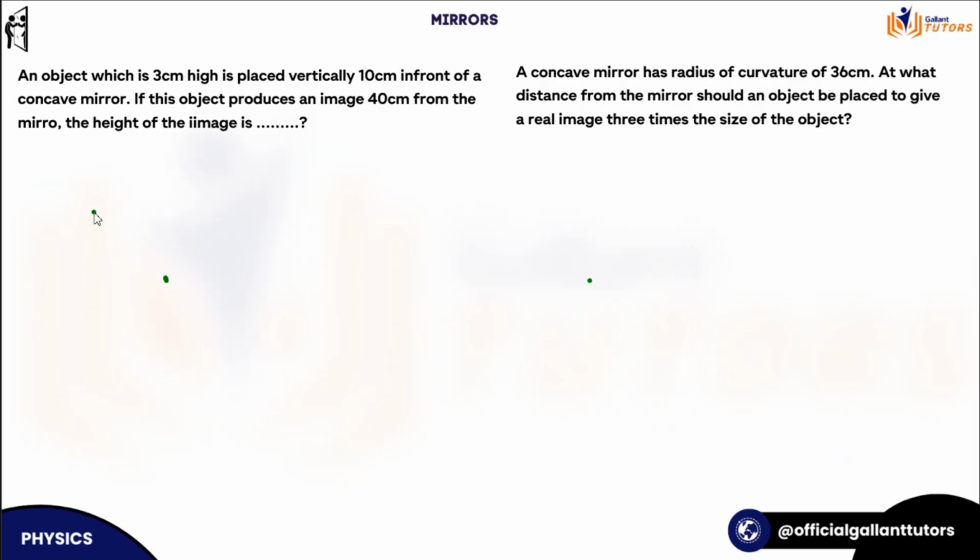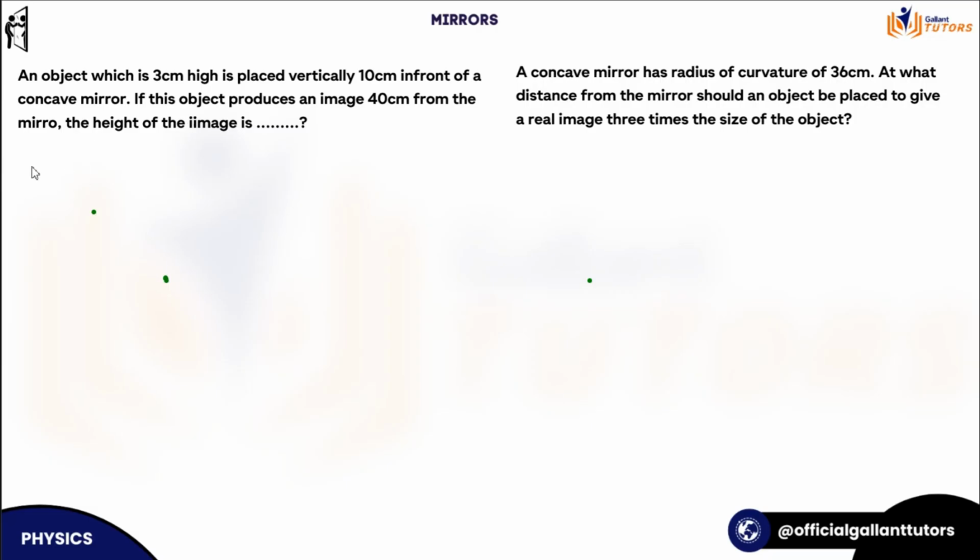Alright, so let's continue and wrap things up. An object which is 3 centimeter high is placed vertically 10 centimeter in front of a concave mirror. Alright, so if this object produces an image 4 centimeter from the mirror, the height of the image is what?